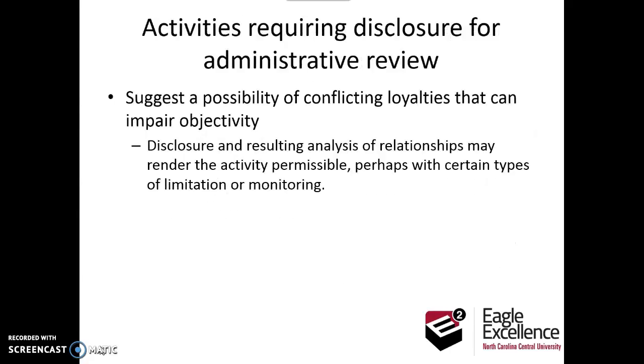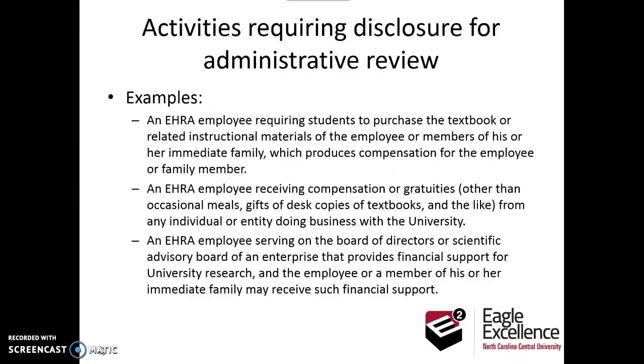If an activity suggests a possibility of conflicting loyalties which could impair objectivity, it must be disclosed for administrative review. The following are all examples of activities requiring administrative review. An EHRA employee requiring students to purchase the textbook or related instructional materials of the employee or members of his or her immediate family, which produces compensation for the employee or family member. An EHRA employee receiving compensation or gratuities other than occasional meals, gifts of desk copies of textbooks, and the like from any individual or entity doing business with the university.